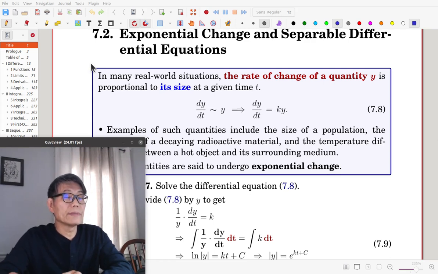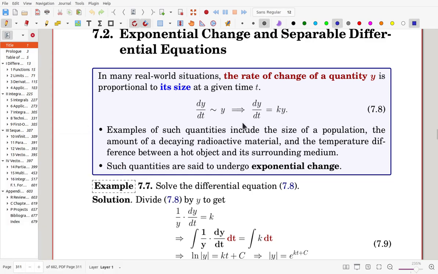It is section 7.2, exponential change and separable differential equations. In many real-world situations, the rate of change of a quantity y is proportional to its size. Such a relation can be written as in this equation by using a constant k. Such quantities are said to undergo exponential change. We'll deal with three different kinds of examples in this section.